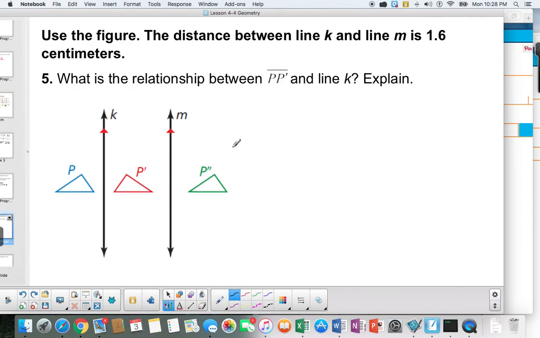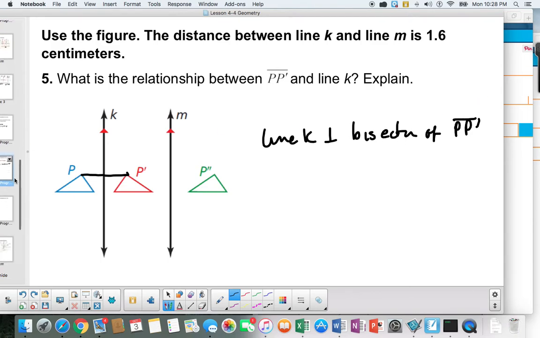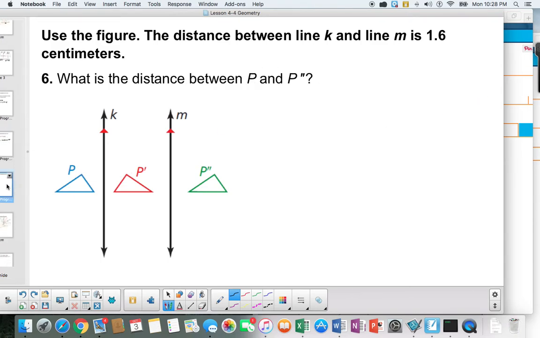Okay, what is the relationship between P prime and K? Line K is the perpendicular bisector of P P prime. That's the nature of a reflection. Okay, what's the distance between P and P double prime? Well, we know that this distance is 1.6, so this distance from here all the way here will be double, 3.2.